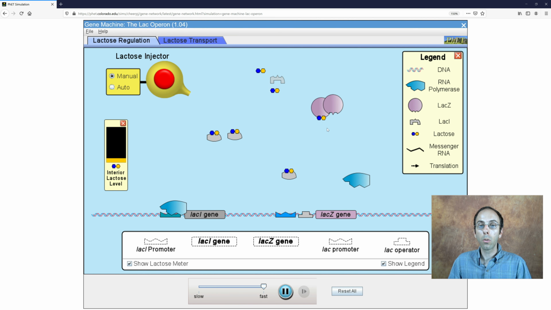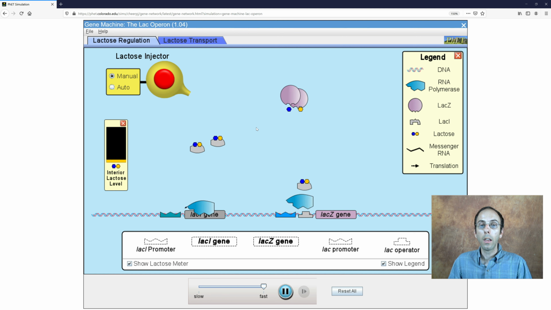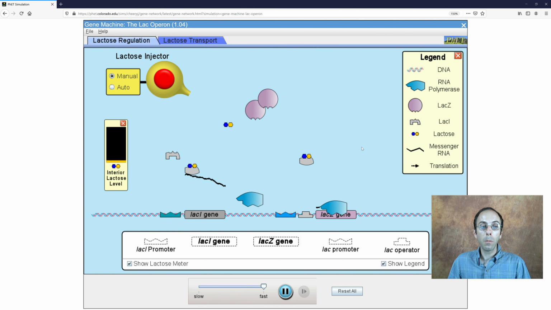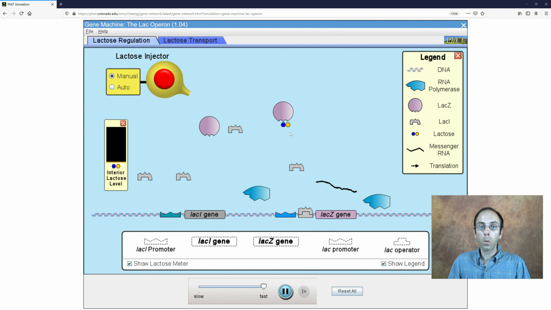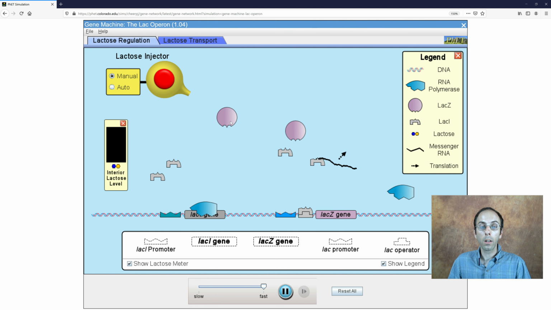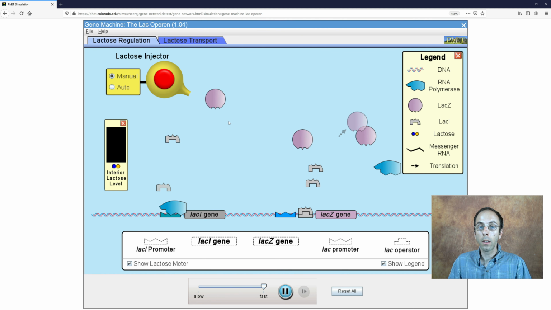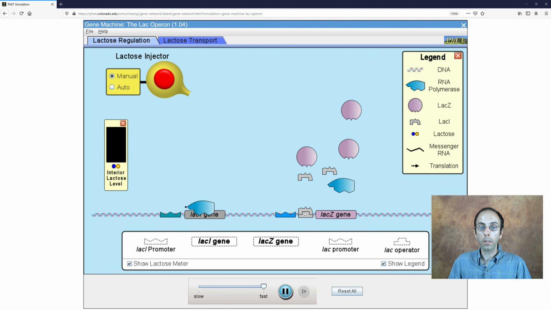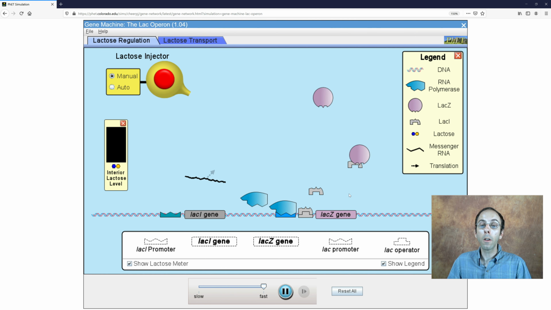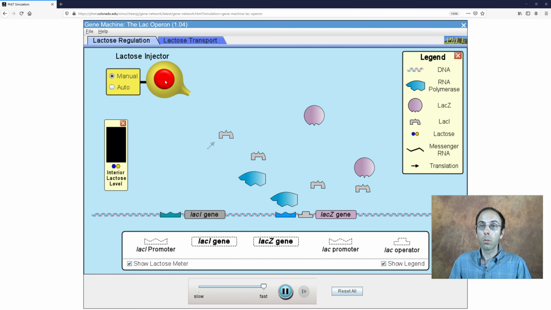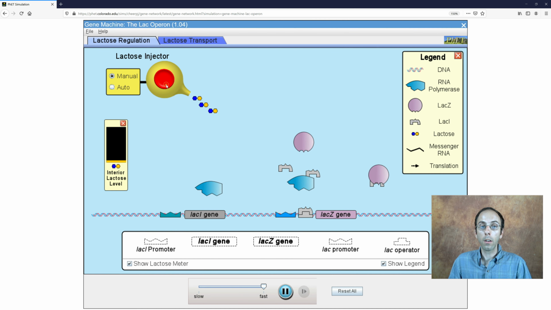This enzyme can go through and break down the disaccharide into galactose and glucose. Now you'll notice that I haven't added any more lactose, and we've broken down almost one more piece here. We've broken down all of the lactose that was present, and now the repressor is bound here and stuck here. It's going to prevent the enzyme from being made.